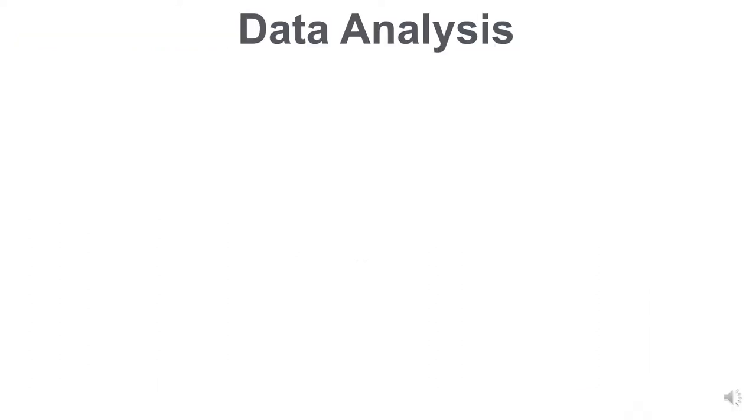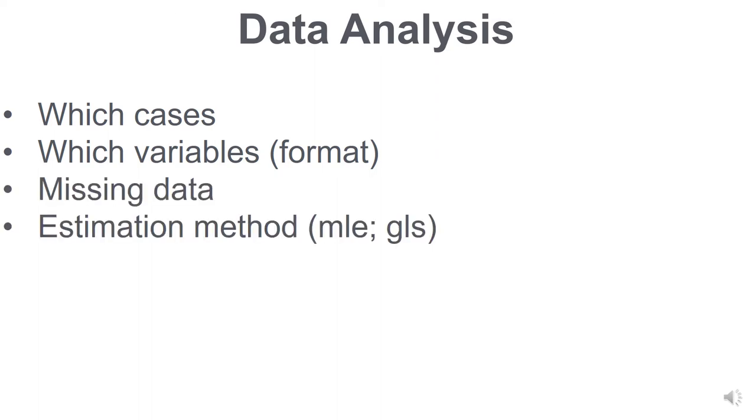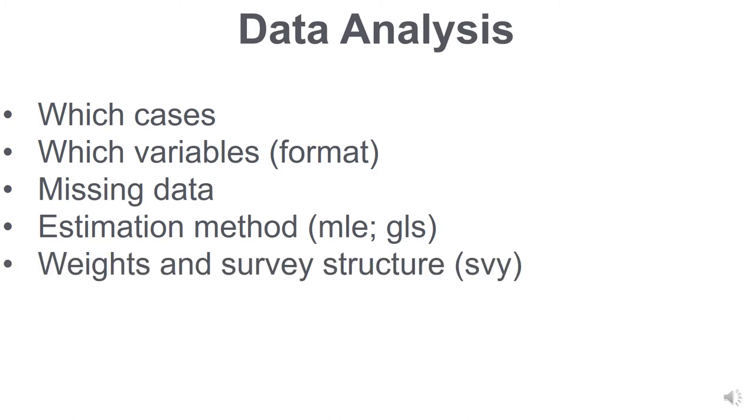In the data analysis phase, there are many, many operations that we routinely undertake that are very easy to overlook. For example, which cases do we choose in an analysis, or the format of the variables? How do we treat missing data? Which estimation method do we use? We may be estimating a model and we may have to decide between using maximum likelihood estimation or generalized least squares, for example. We may have to think about which weights suit our analysis or how we're going to represent the structure of the survey.